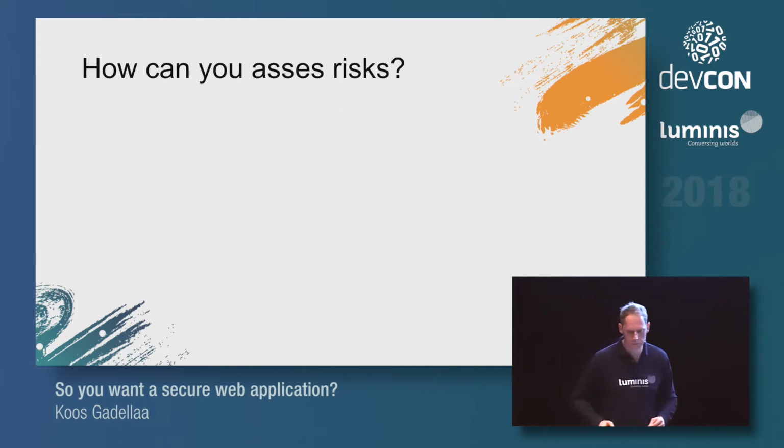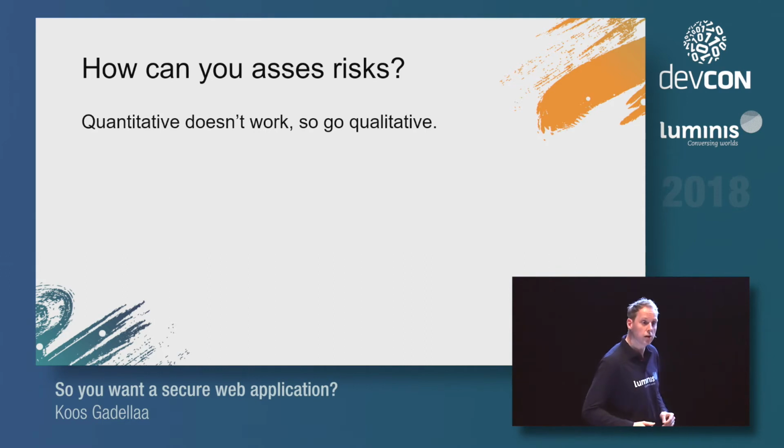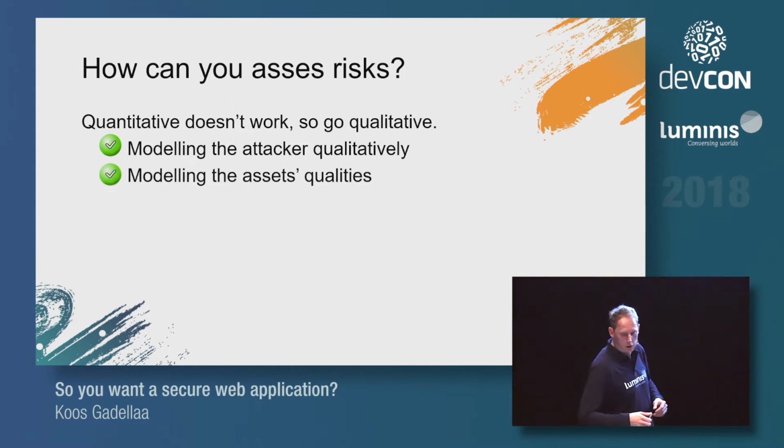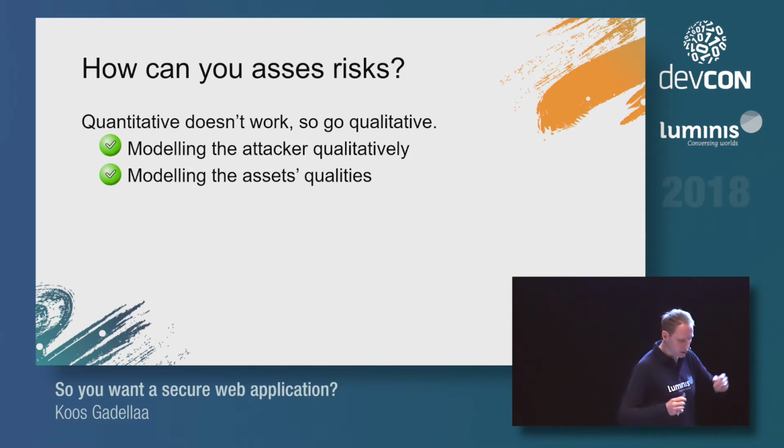So what can you do? Well, you can go qualitative. So you can say, you know what, we start modeling an attacker qualitatively. So we say, what types of attacks do we roughly cover? And what types of attackers do we find more important than others? And I've shown you a simple way to do that. You can start modeling your asset's qualities. Well, I gave you a hint of saying, well, probably one property is more important than the others. And that'll help you with doing a bit of risk assessment.